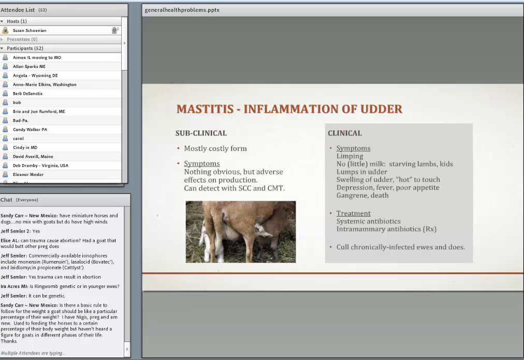The treatment is usually systemic antibiotics and intramammary antibiotics, which are prescription. There's dairy cow treatments, and they are prescription for sheep and goats. And if you lose a side of the udder, you should definitely not keep these animals.